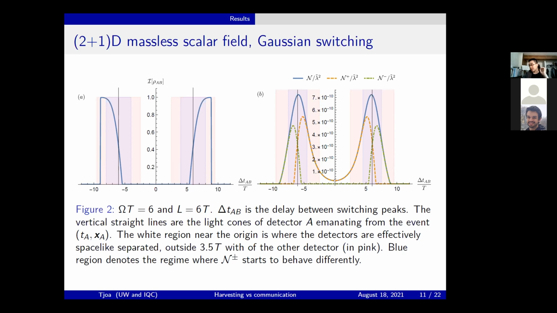You can see that in the spacelike region, the harvested part is the only contributor to harvesting. But the moment you enter the blue region, that means as you approach the light cone, just slightly before the light cone, it starts to decrease very quickly on its own to zero, while the communication part starts climbing up, and then it will dominate.